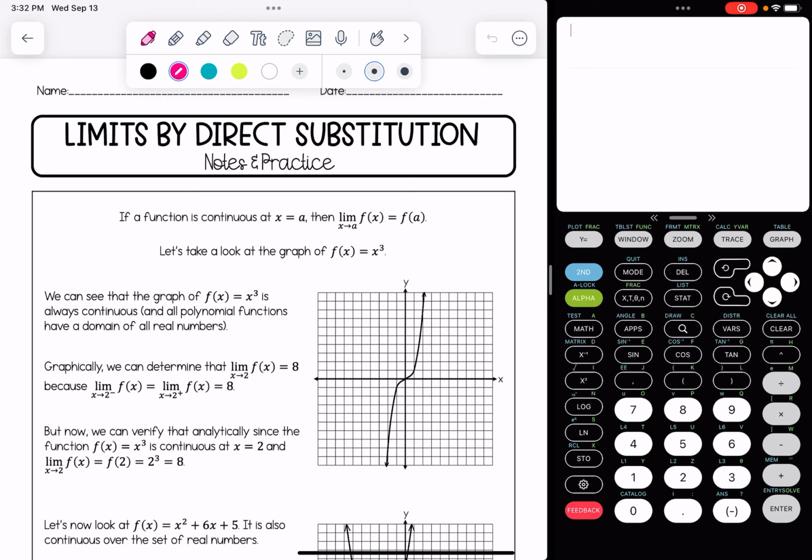Let's take a look at the graph of f of x equals x cubed. We can see that this graph is always continuous, and you might already know that all polynomial functions have a domain of all real numbers and are continuous. Graphically, we can determine that the limit as x approaches 2 of f of x is equal to 8. And that's because the left-hand limit and the right-hand limit are equal, and they both equal 8.